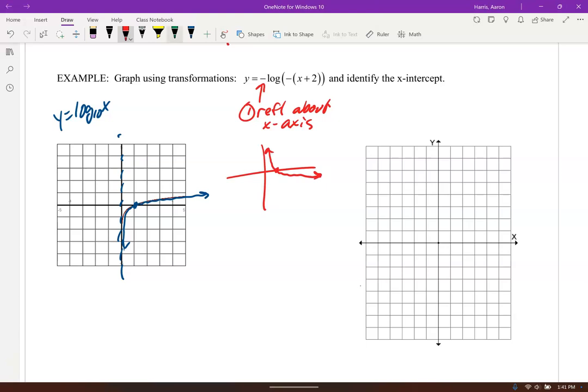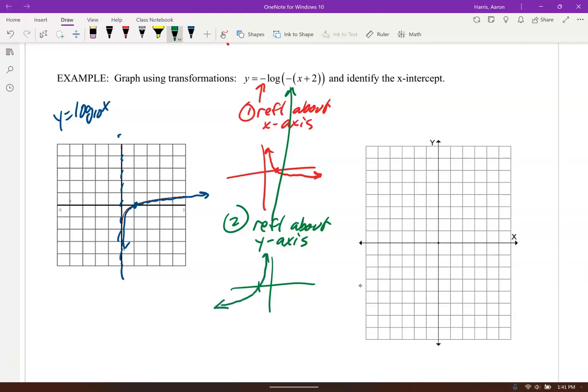All right. Number 2. Now I'm going to reflect it about the y-axis, the negative on the inside there. Okay, there's the reflection about the y-axis.